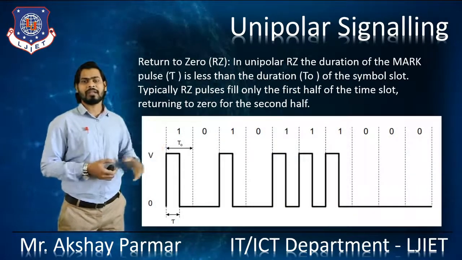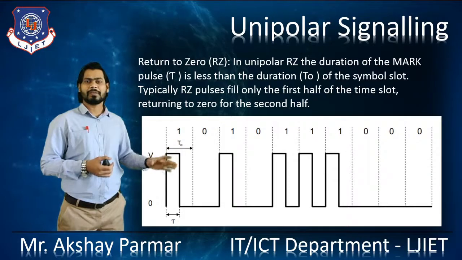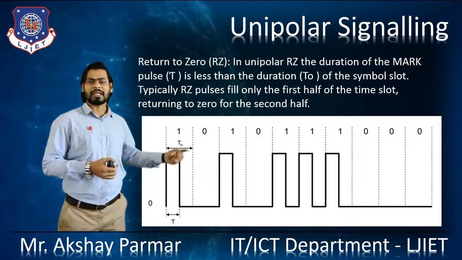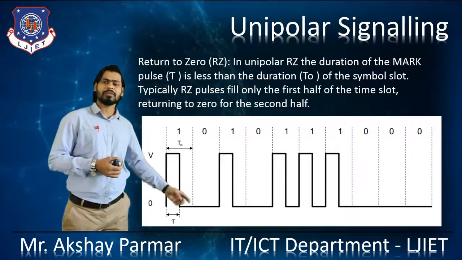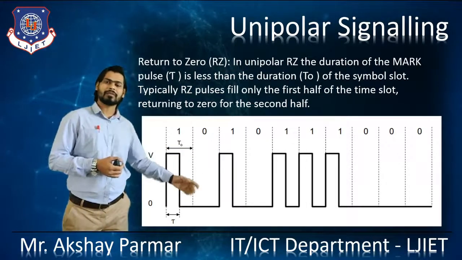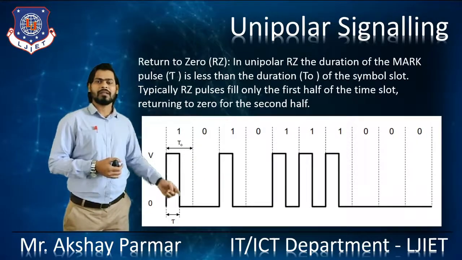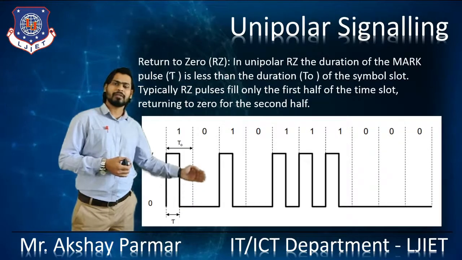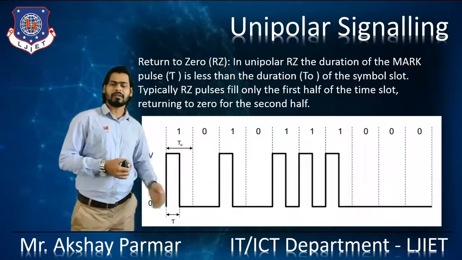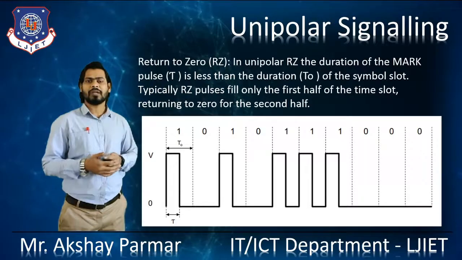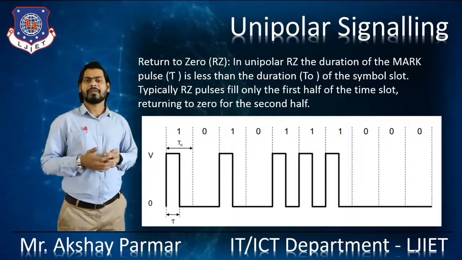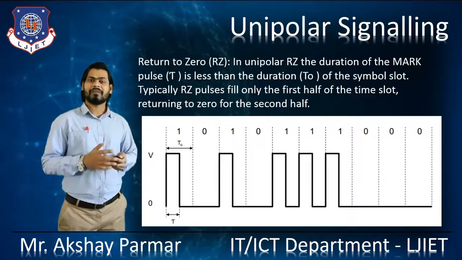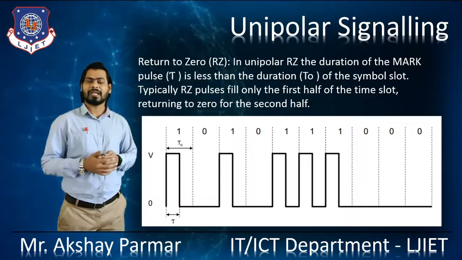So here you can see that each bit is represented in two halves. The first half represents that bit, and the second half will return to 0 at every bit, right? Here you can see that this bit returns to 0. After that in the 0 bit, in the second half it is also at 0, right? So the first half of the time slot represents the bit, and the second half is the return to 0.